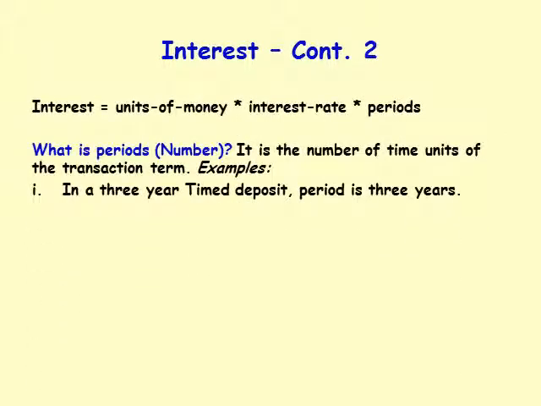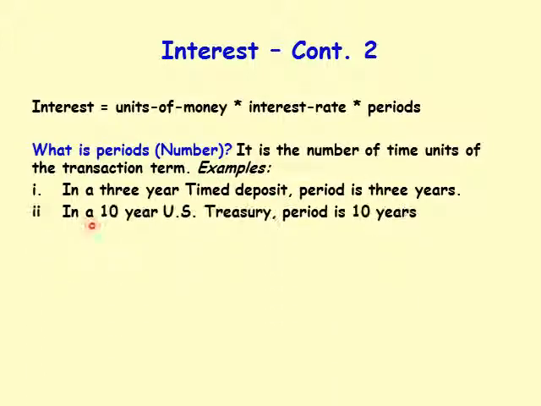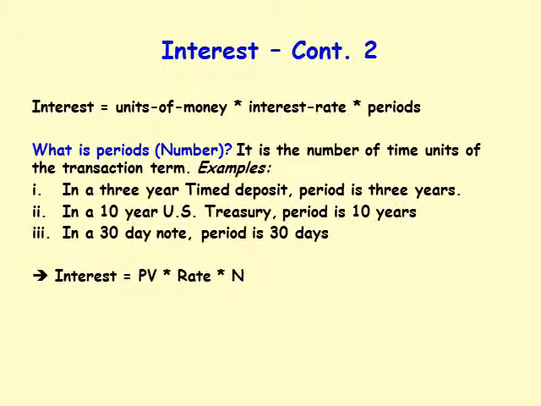In a 3-year time deposit, its period is 3 years. In a 10-year U.S. Treasury, the period is 10 years, so the Treasury matures in 10 years. In a 30-day note, its period is 30 days.